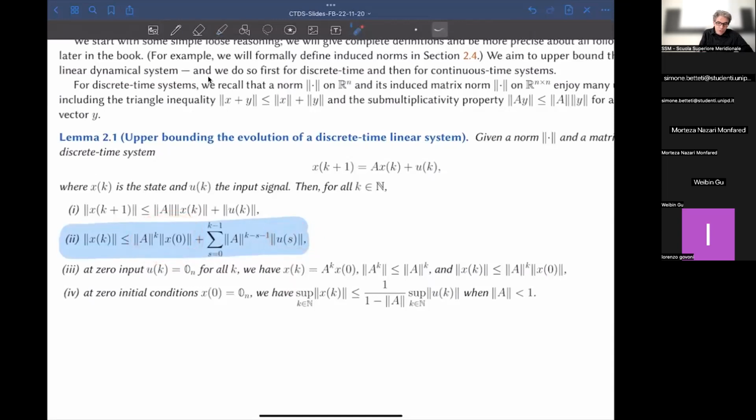And now you can see, of course, that, for example, let's play the game. Let's set u to 0. If I set u to 0, then of course I get a bound like this. When is it true that the norm of x goes to 0? Well, I need the norm of A less than 1, right? So that's going to be a concept of contractivity because it's going to ensure that the trajectory goes to 0.